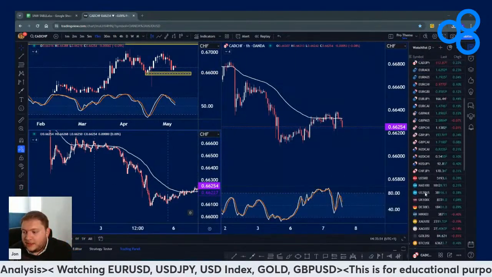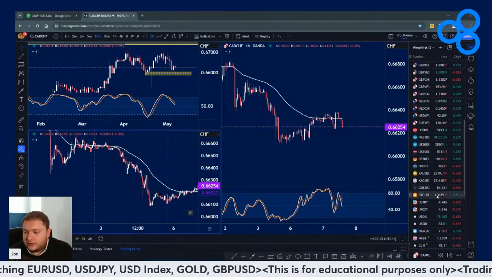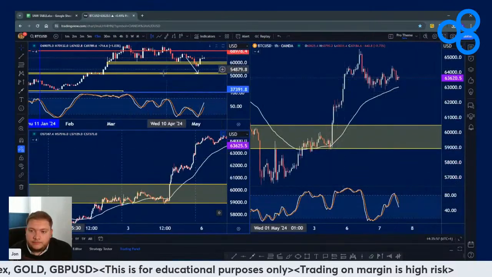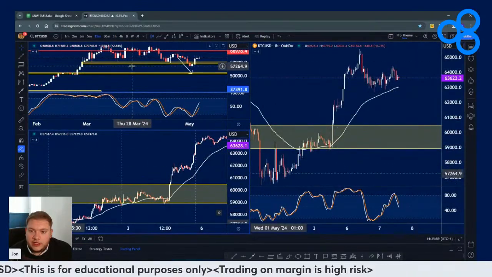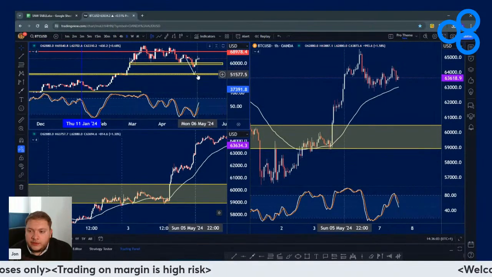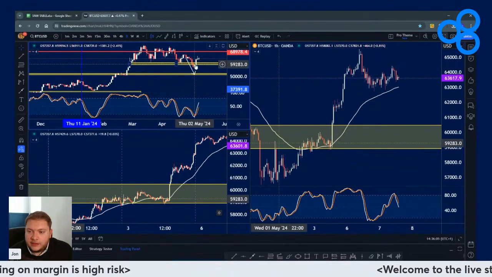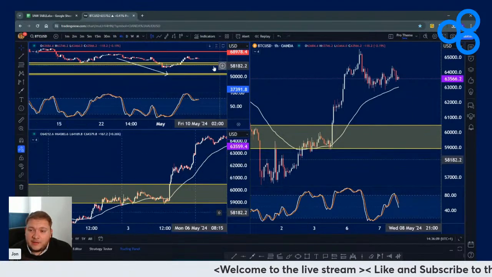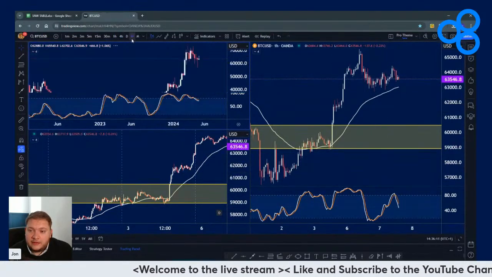Tabo wants to take a look at Bitcoin. Let's have a look then. So yeah, nothing's really changed here too much, has it? I like the idea of price coming down to the 52k level, but it doesn't look like we're going to get that right now. If anything, we might actually get a bit of a head and shoulders pattern.